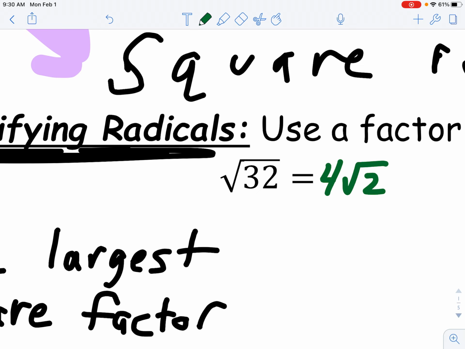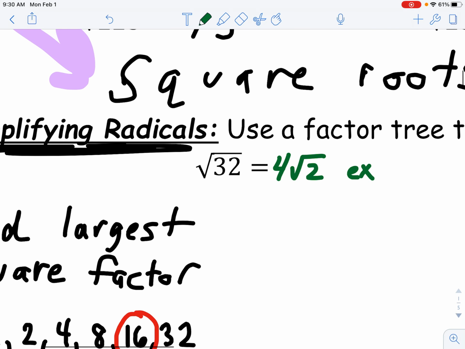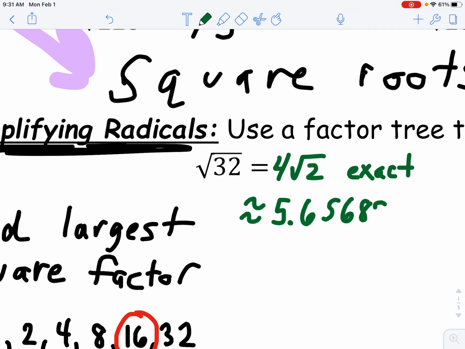It equals 4 radical 2 exactly. That's a number, that's the most exact number we can have. Or if I plug this into a calculator, well, it's always an estimate. In this particular case, it's 5.656854249. And in fact, the decimal goes on forever, but my calculator ran out of screen.